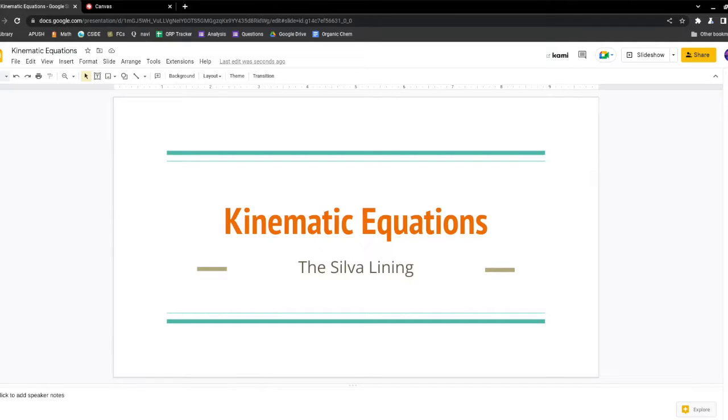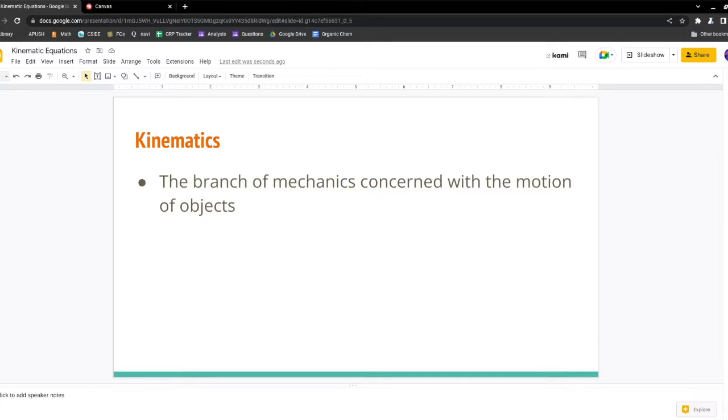This is another conceptual video, so if you're looking for how to calculate different kinematic questions, then you will not find it in this video. In this video, we're going to be discussing kinematic equations and how to understand them. So first off, kinematics is just a branch of mechanics concerned with the motion of objects. So kinematics is basically motion.